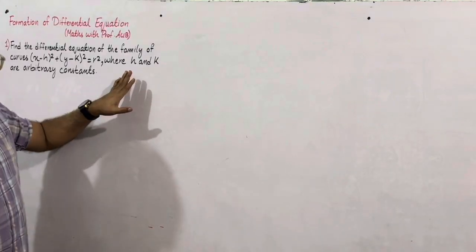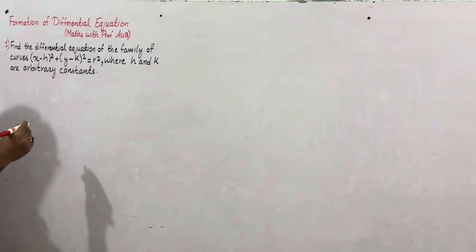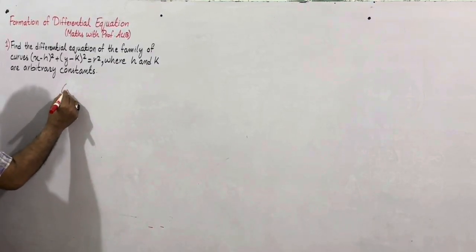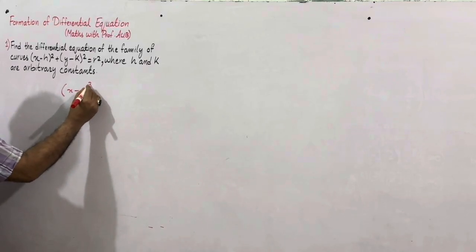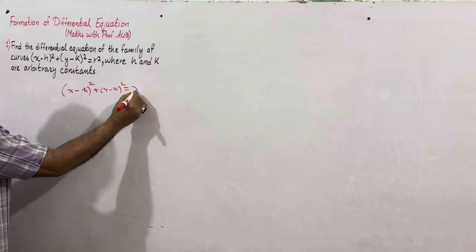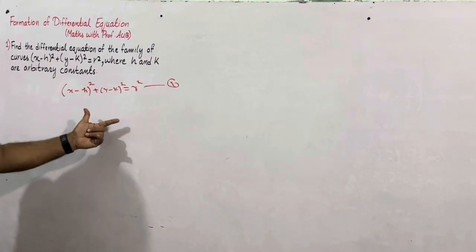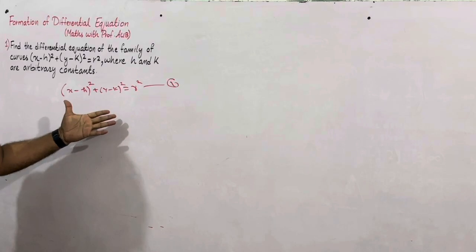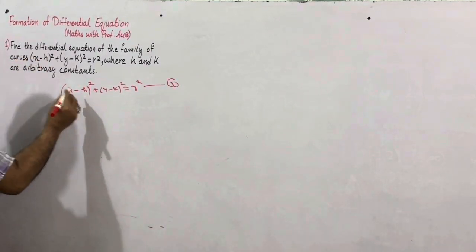Let's eliminate the arbitrary constants h and k to form the differential equation of the circle having center at (h, k), radius equal to r. Let me write the equation again. (x minus h) whole square plus (y minus k) whole square is equal to r square. That's our equation number 1. We have two arbitrary constants h and k. We have a free hand to differentiate at most two times.